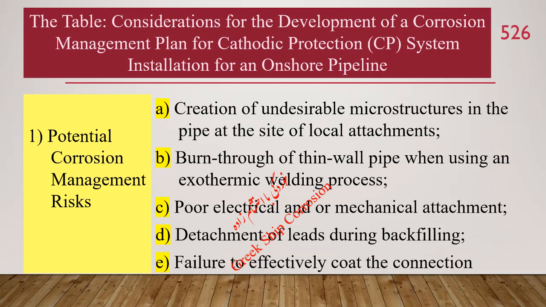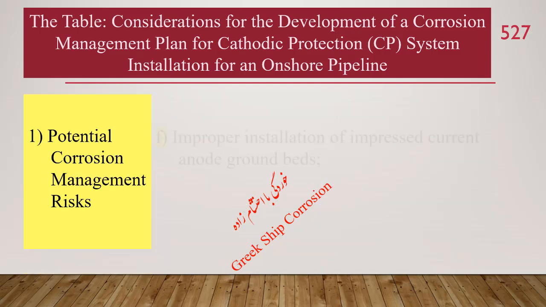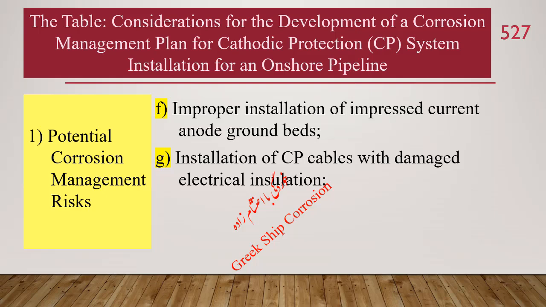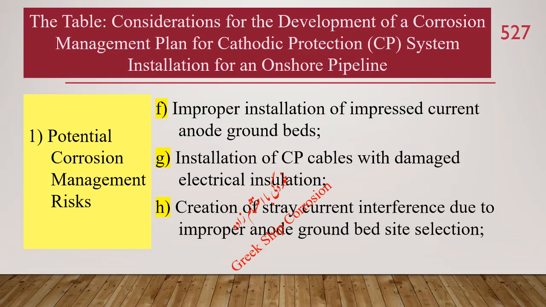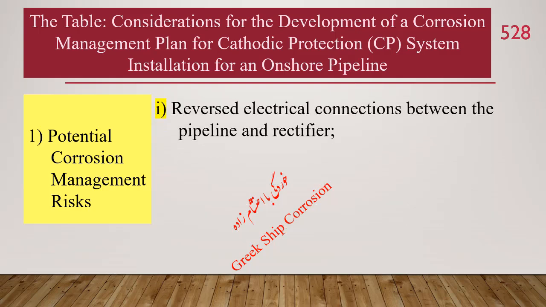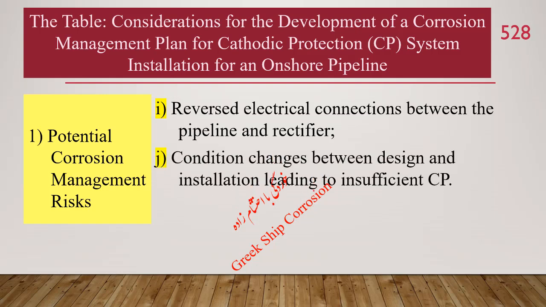E. Failure to effectively coat the connection. F. Improper installation of impressed current anode ground beds. G. Installation of CP cables with damaged electrical insulation. H. Creation of stray current interference due to improper anode ground bed site selection. I. Reverse electrical connections between the pipeline and rectifier. J. Condition changes between design and installation leading to insufficient CP.